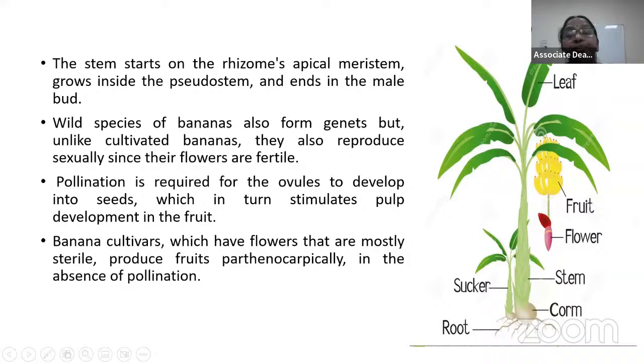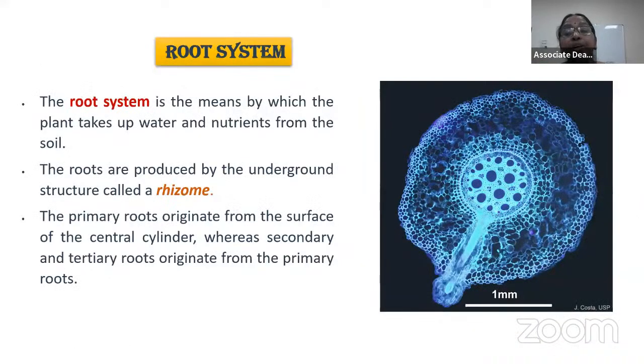And here, if you see the root system of this banana plant, the root system is meant for taking up water and nutrients from the soil. And here you can see this underground structure, which is called the rhizome. From this portion, the roots are produced, and the primary roots originate from this rhizome, from the surface of the central cylinder part of the rhizome.